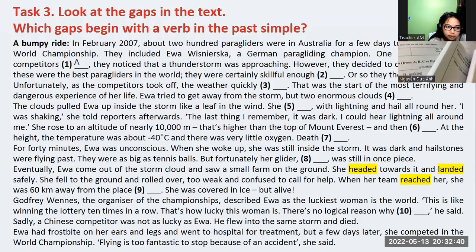A bumpy ride. In February 2007, about 200 paragliders were in Australia for a few days to prepare for the World Championship.